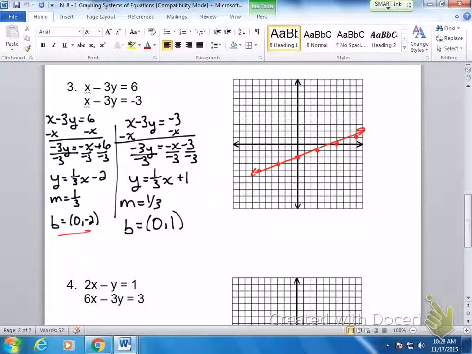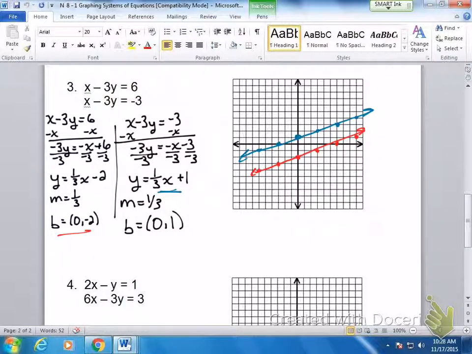I'm going to change colors for you. I'm going to do this next one in blue. Plot the point 0, 1 right here. And then it's the same thing. Up 1, right 3. I'm going to do some on the other side: left 3, down 1. I'm going to connect those points together.